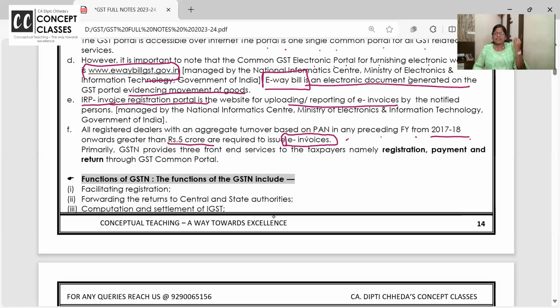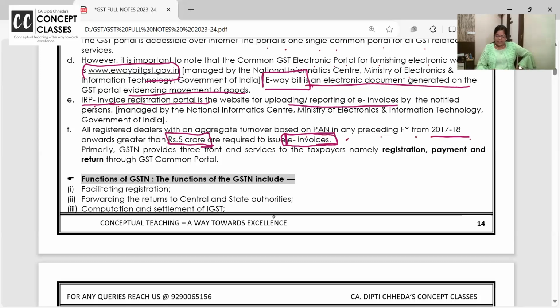So now what is another use of the portal? E-way bill. IRP, Invoice Registration Portal. Keep on uploading all the invoices. And if your turnover exceeds 5 crore, it is mandatory to generate e-invoice. So this is one of the aspects where the expectation from the portal has increased a lot. So they have segregated it into 3 more branches now.